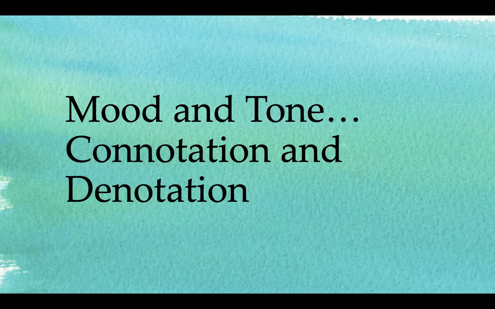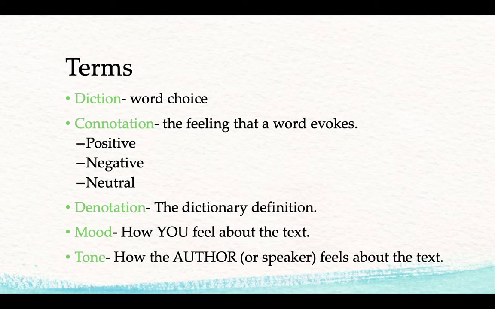So we're going to talk about mood and tone, and we're going to talk about connotation and denotation, which is used to create mood and tone. So our terms that you're going to be putting into your grammar terms book and your notebook are diction. Diction just means word choice. And then we have two words, denotation and connotation. I should have reversed these because I feel like they're important.